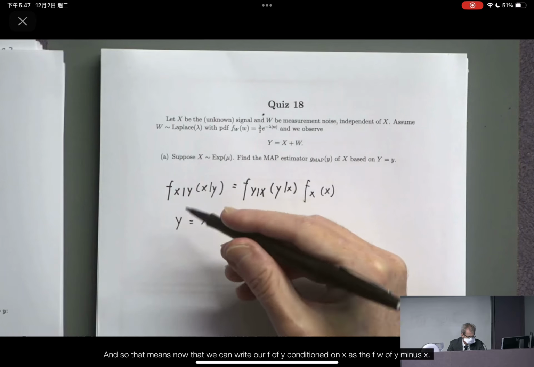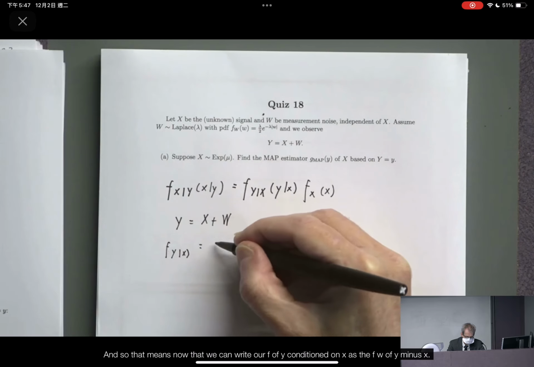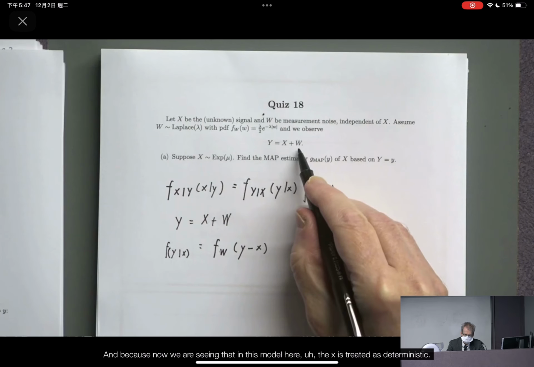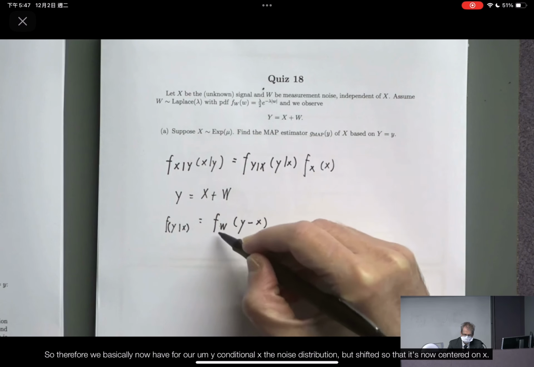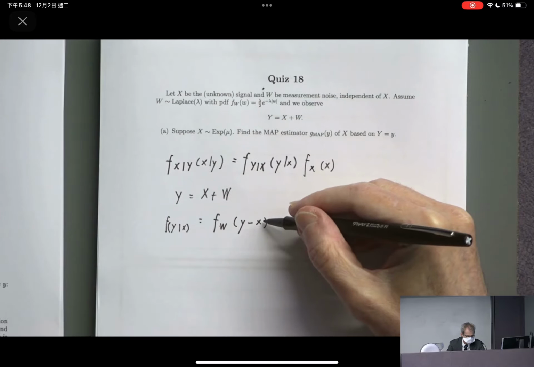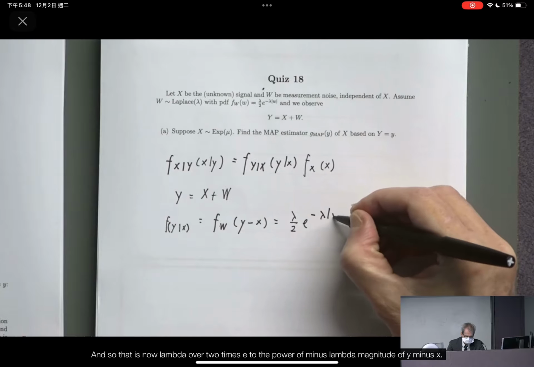That means we can write our f of y conditioned on x as f_W of y minus x. In this model, x is treated as deterministic, because we're conditioned on it. So for y conditioned on x we have the noise distribution, but shifted so that it's now centered on x. That is lambda over 2 times e to the power of minus lambda times the magnitude of y minus x.